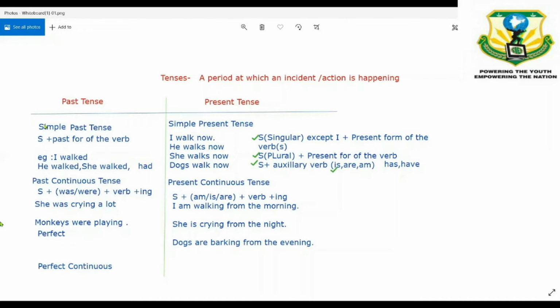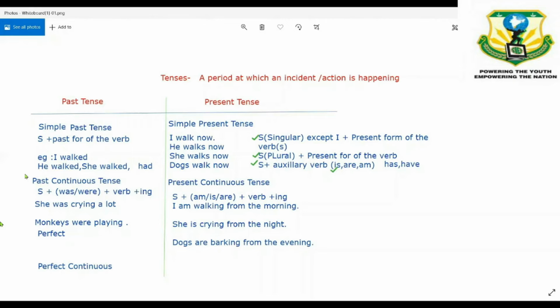Whereas in the simple past tense, it's very easy to identify. Subject plus past form of the verb. That's it. I walked. He walked. She walked. Dog walked. I sang. I ran. So all of these have only the past form of the verb. This is not complicated. Next comes the continuous.